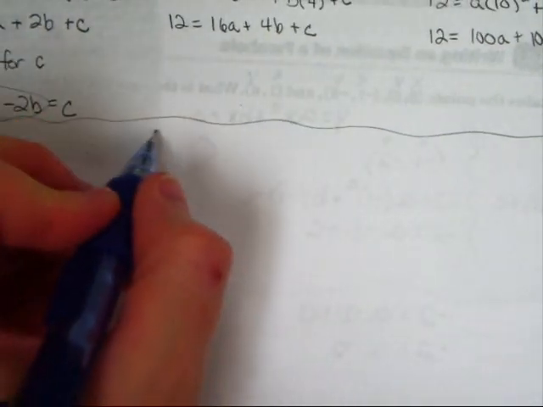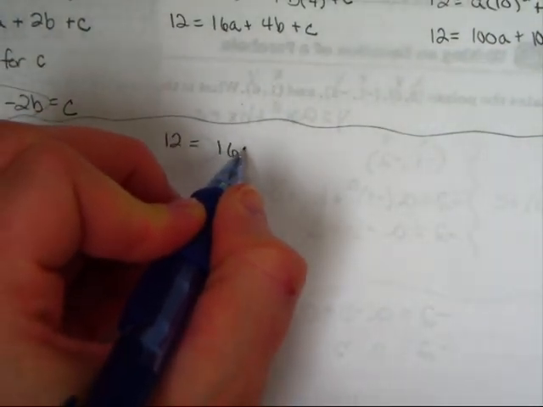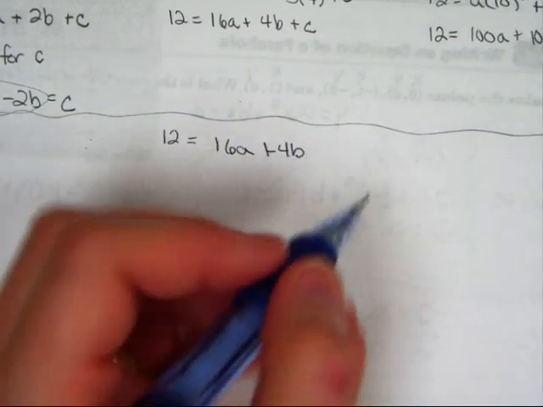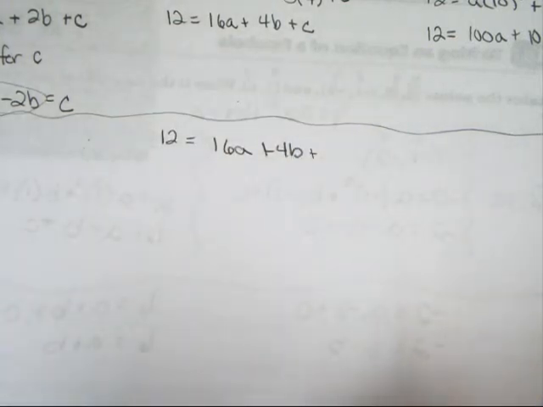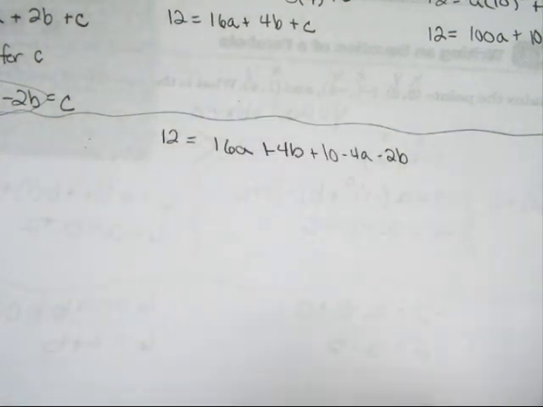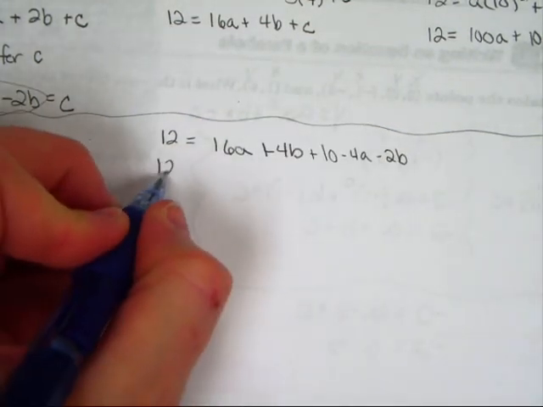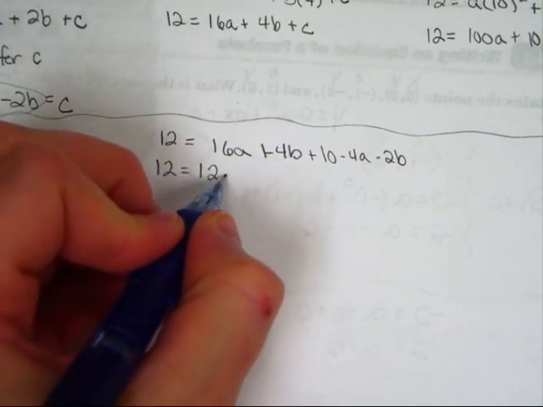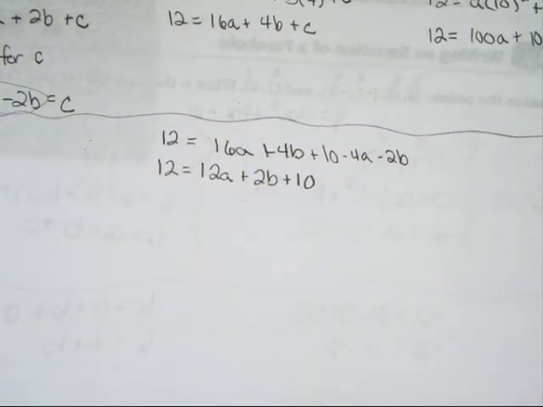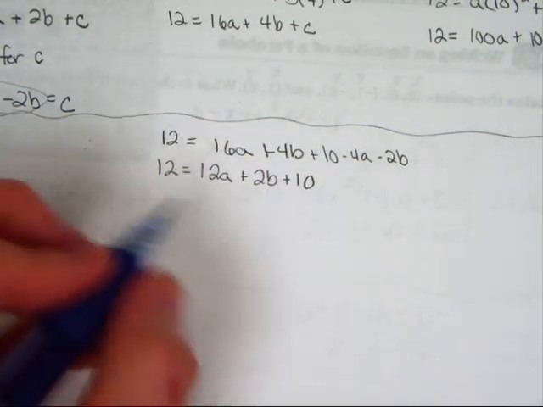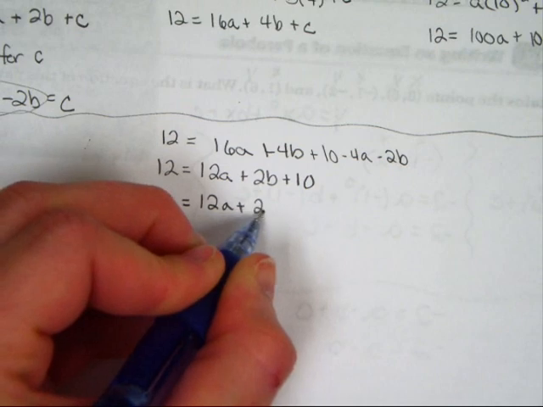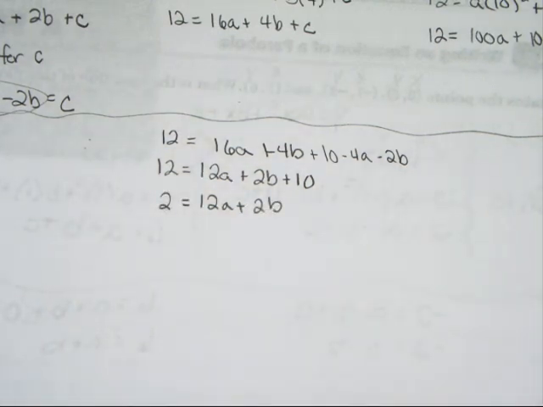So I'm going to have 12 equals 16a plus 4b plus c. Now remember, we solved for c, so I'm going to write 10 minus 4a minus 2b. Let's combine our like terms. 12 equals a total of 12 a's, a total of 2 b's, and then the additional 10 at the end. Let's simplify one more time. Taking the 10 over, 2 equals 12a plus 2b. Let's keep working.